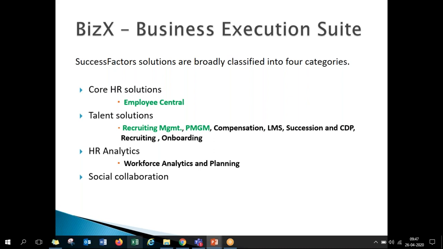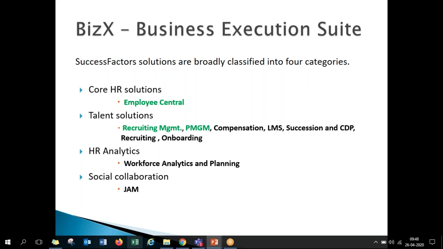And the last one is called JAM. We don't even call it a module, guys. You can just call it an add-on application that every customer of SuccessFactors will be eligible to use. It doesn't even have a license. Anybody can use that. It's not a module. It doesn't have any certification at a consultant level. It's a social collaborative platform, the way we have Facebook, LinkedIn and all.